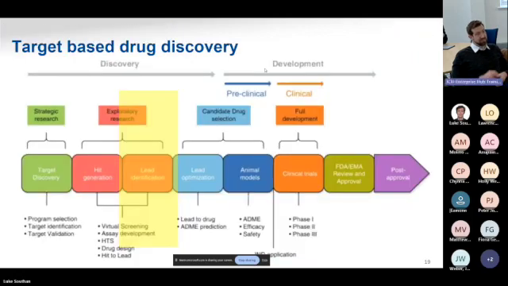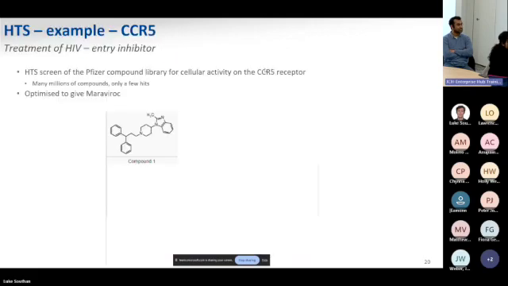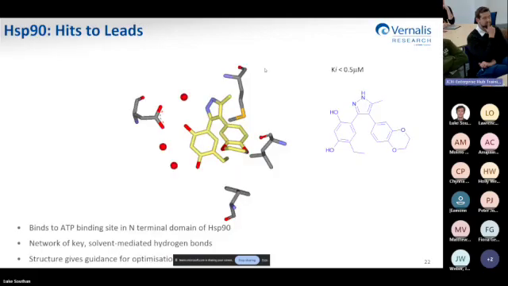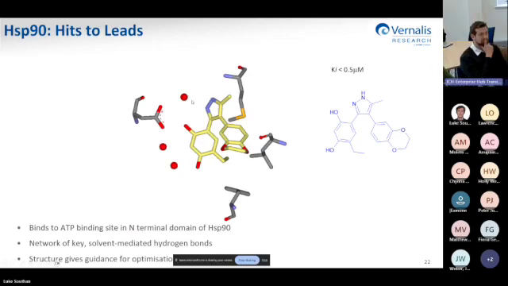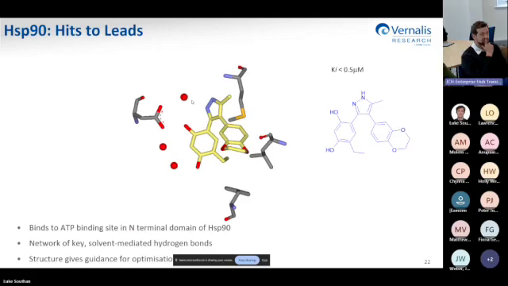Okay, so I'm going to focus a bit more on the actual chemistry and the lead identification and lead optimization. Skip over this one because it's not that interesting. HSP90, a well-known chaperone and cancer target. This hit actually came from a virtual screening campaign run on HSP90. It's a sub-micromolar hit, with a Ki, inhibition constant, of a couple of hundred nanomolar. That's the crystal structure of it.